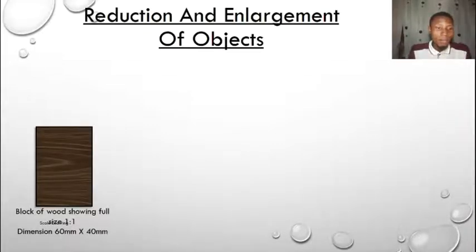The first we have is a block of wood, showing full size 1:1. So the dimension of the block of wood is 60 millimeters by 40 millimeters. So let's work with this one as the original size of the object. Now if we want to do a reduction of these objects, let's say we want to do a reduction with a scale 1:4, what is it going to be?